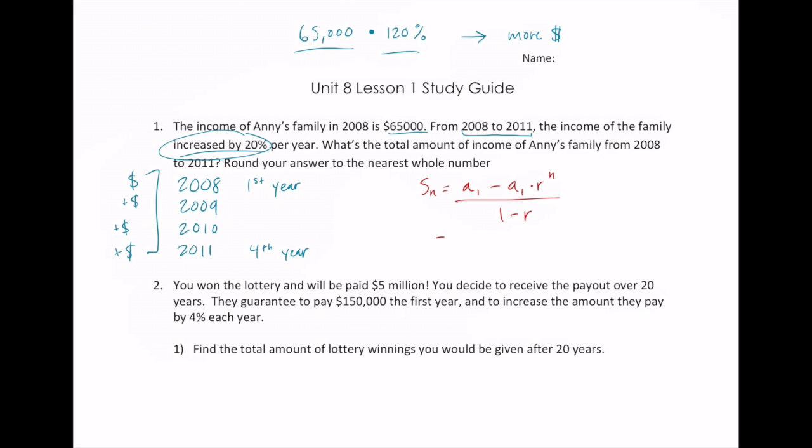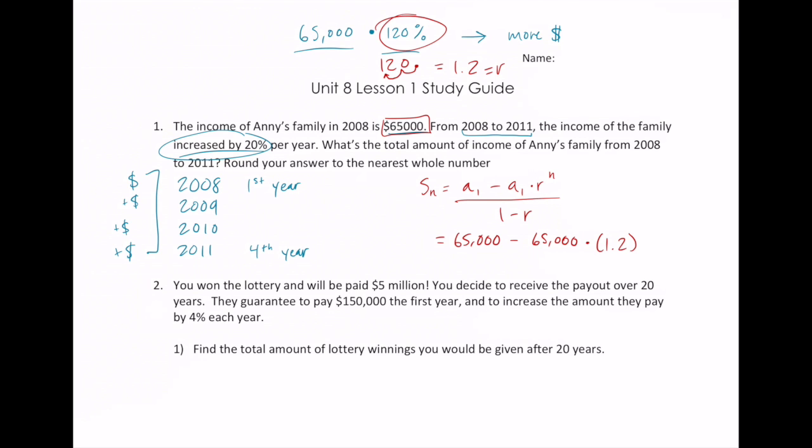All right, we know what a1 is. That's the starting amount of money. So 65,000 minus 65,000. Our rate is what we're multiplying by, and I want to give that as a decimal. So right now this is a percent. I want to take that 120%, move the decimal place twice to get 1.2. So that is my rate. That's my r value. So 1.2, that's raised to the n power.